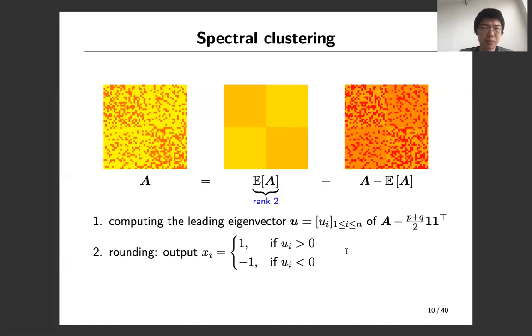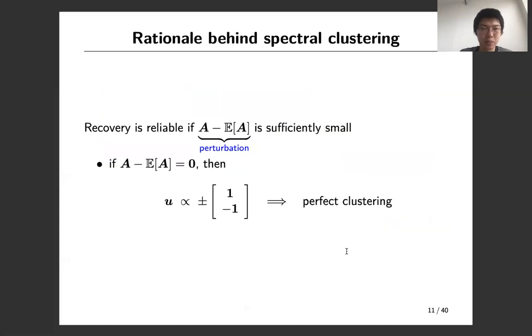The rationale behind this method is quite simple, as we just explained. The recovery is reliable if the size of the difference between A and its expected version is sufficiently small. In the extreme case where there is no difference between A and its expectation, we know from the previous slide that the leading eigenvector u of A will be proportional to the eigenvector 1, -1, which will perfectly cluster all the nodes in the graph.